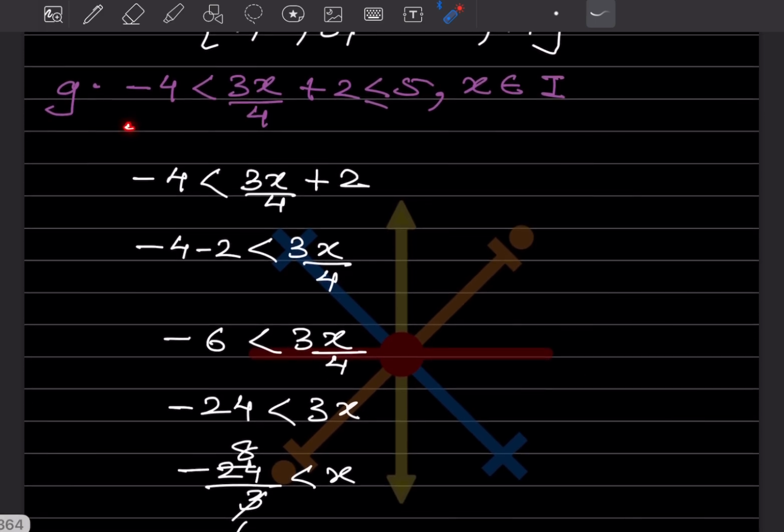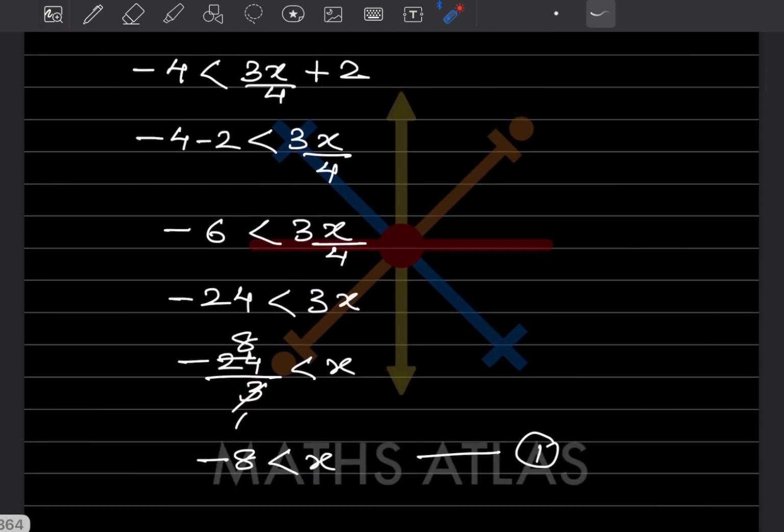We'll take this together. We'll solve this part. So minus 4 will be here, that will be minus 2. Same. So minus 4 minus 2 is going to be minus 6. Same. So this will go on the other side. This is divided, so this will be multiplied. So minus 24 is less than 3x. Now this is multiplication, so it will get divided. So this is less than 8. So minus 8 is less than x. So this will be equation number 1.